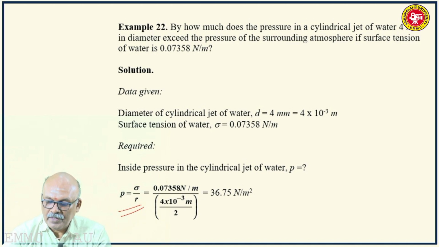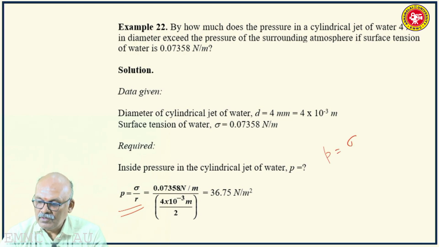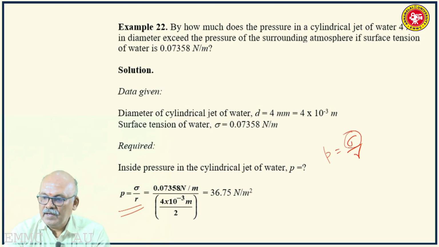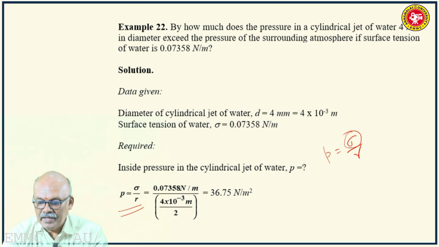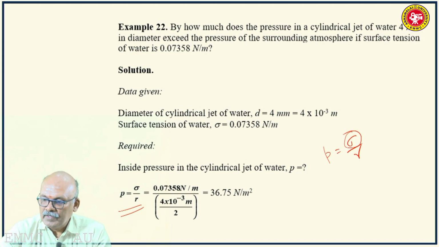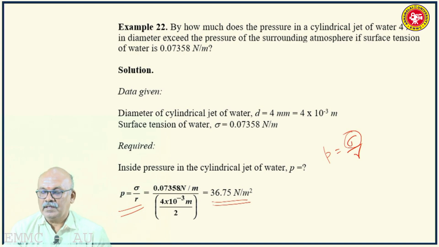this formula. The pressure inside the jet in excess of the outside pressure, that is atmospheric pressure, is given as P is equal to sigma by R, where sigma is the surface tension, here it is a water jet in contact with the air, that is 0.07358 Newton per meter, and the diameter is 4 millimeters. So the radius will be 4 by 2, express it in meters, multiply by 10 power minus 3, and then you will be getting the pressure as 36.75 Newton per meter square.